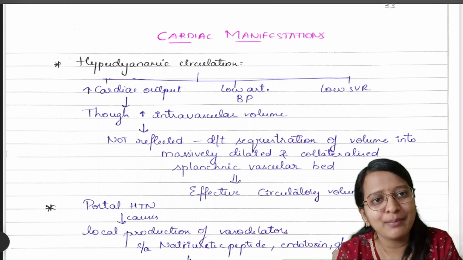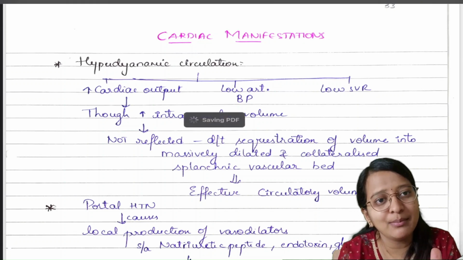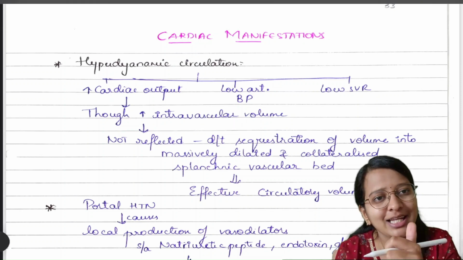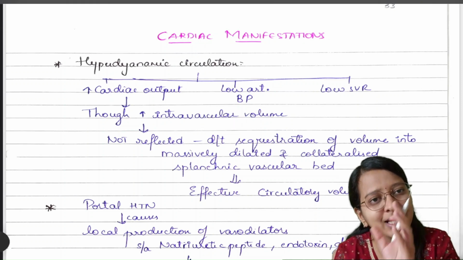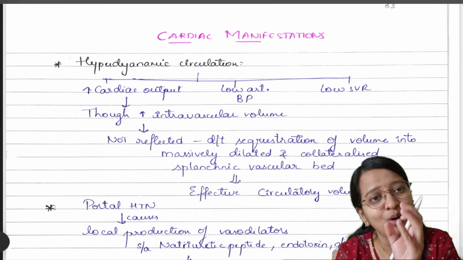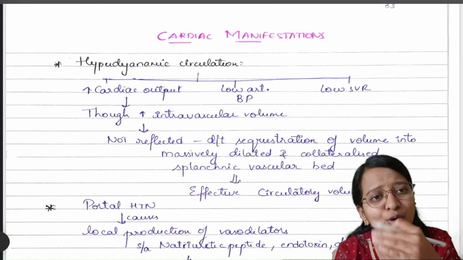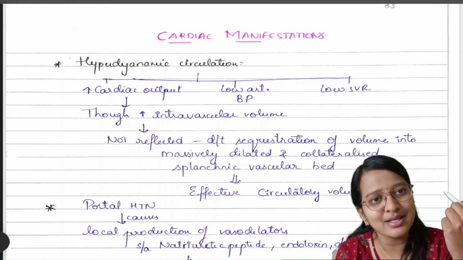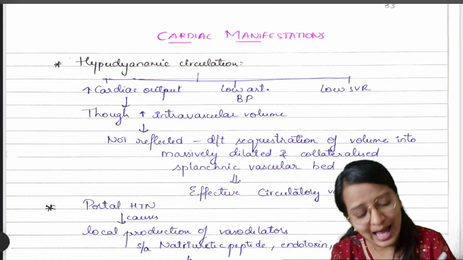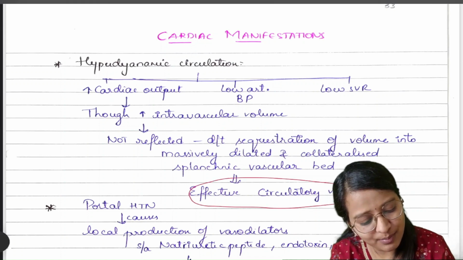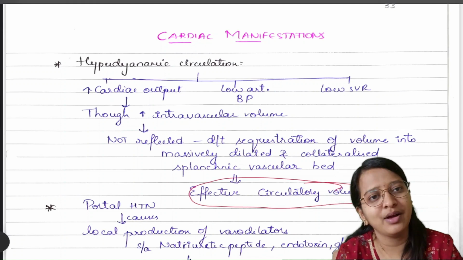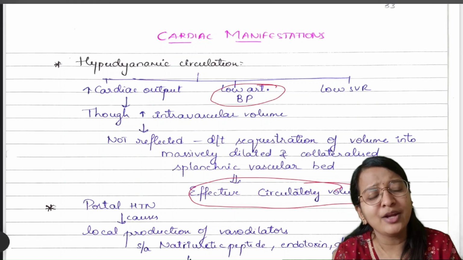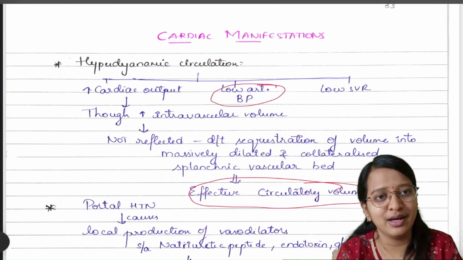So coming to cardiac manifestations, there will be hyperdynamic circulation that we have already seen before. So there will be increased cardiac output. Though there is increased cardiac output, this is not reflected because all this volume is getting sequestered in your splanchnic vasodilated vascular bed, and so the actual effective circulatory volume is decreased. Okay, and so there is lower arterial BP and there is also lower SVR.